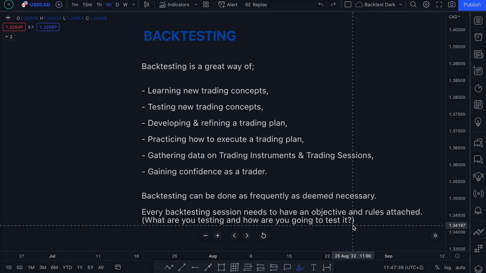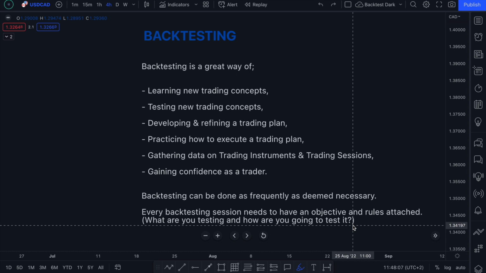So as you know, there's a bunch of smart money concepts. Which specific concept do you want to backtest? Do you want to backtest the break of structure? Do you want to backtest the change of character? Do you want to backtest the frequency of supply and demand zone mitigations? Do you want to look at how often liquidity is grabbed before a zone is mitigated?